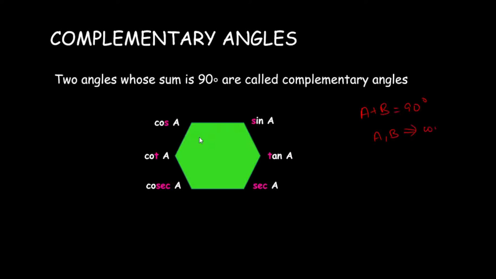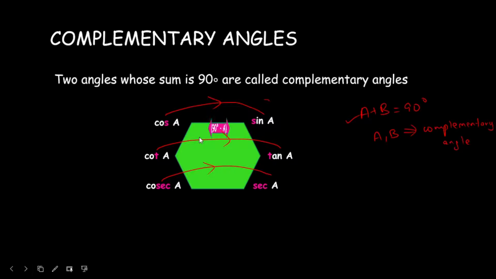This is the first key point you have to remember. And the second key point here is the identities. Here cos and sine always come as a pair, cot and tan always come as a pair, and cosecant and secant always come as a pair.